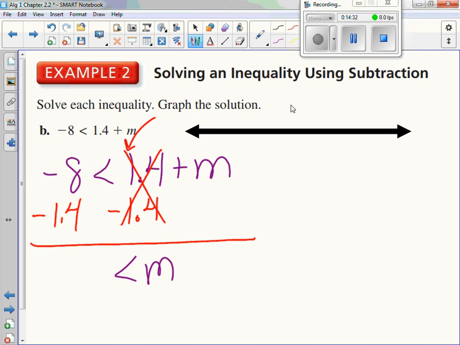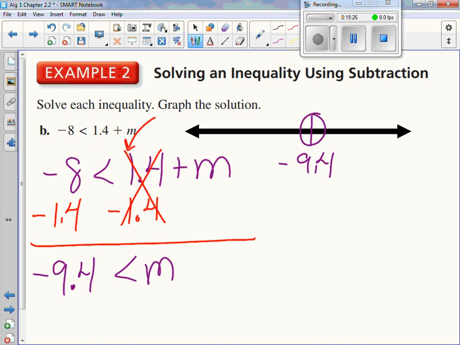What is negative 8 minus 1.4? Try it in the calculator. So we subtract 1.4 from both sides, and negative 8 minus 1.4 will give us negative 9.4. So our main point right here would be negative 9.4.